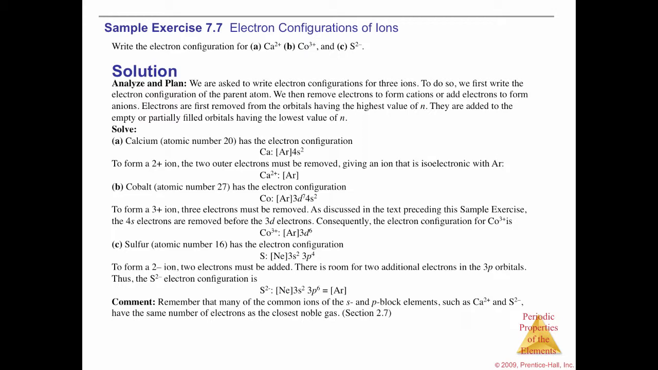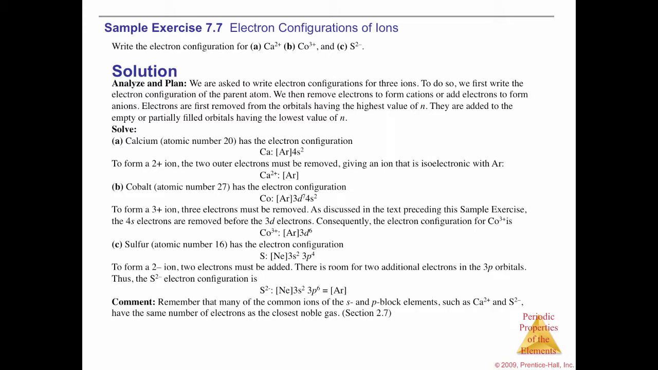Cobalt, atomic number 27, has the electron configuration argon 3d7 4s2. To form a +3 ion, 3 electrons must be removed. As discussed in the text preceding this sample exercise, the 4s electrons are removed before the 3d electrons. Consequently, the electron configuration for cobalt +3 is argon 3d6.